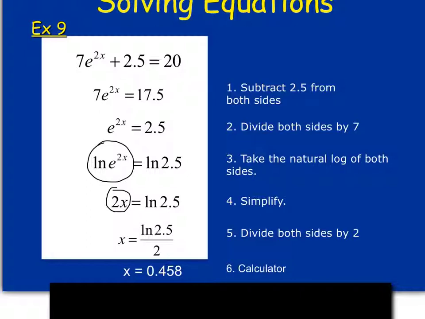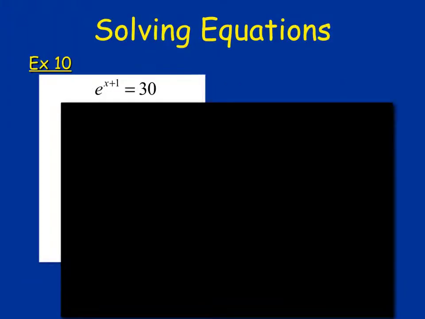Make sure you do check your answer, because sometimes you might get an extraneous solution or an answer that does not work. So just check your answer. Okay, let's try another one. I think you can do this. This one's a little bit easier than the previous one, actually.